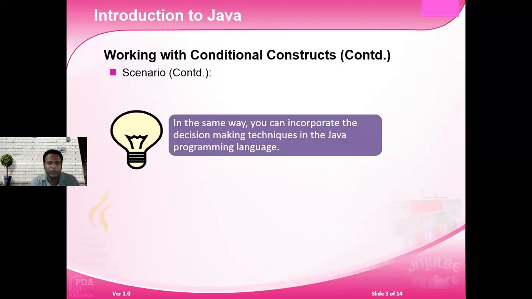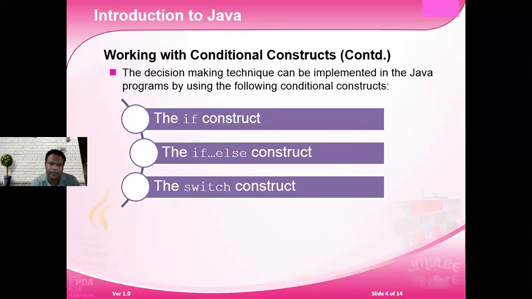In the same way, you can incorporate the decision making technique in the Java programming language. To implement decision making in Java, we use the if construct, the if else construct, and next is the switch case construct. These are the three constructs we use for decision making purposes.